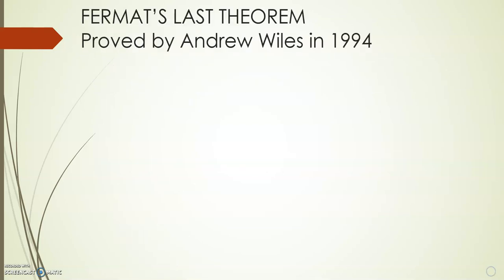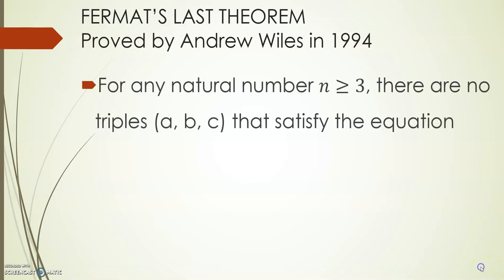We talk about triples, so we can talk about Fermat's Last Theorem. It was proved by Andrew Wiles in 1994. So really, mathematically speaking, not very long ago. For any natural number n greater than or equal to 3, there are no triples a, b, c that satisfy the equation a to the n plus b to the n equals c to the n. It only works for squaring: a squared, b squared, and c squared.